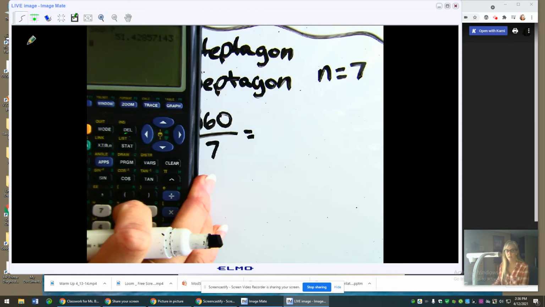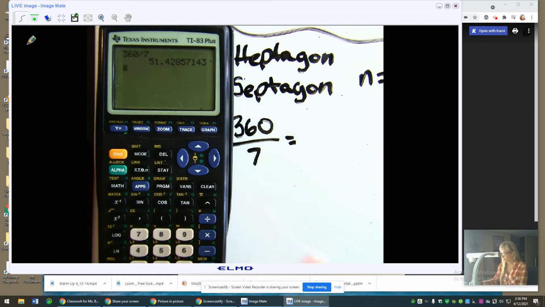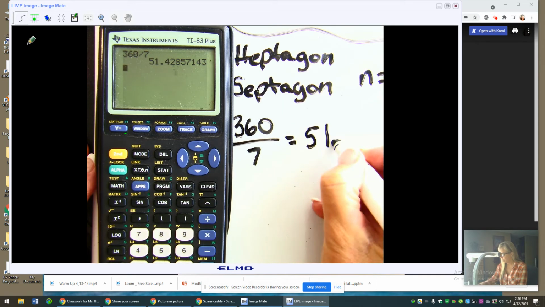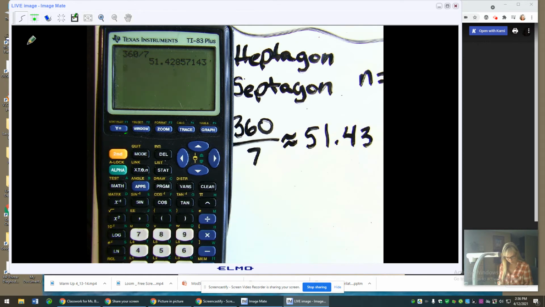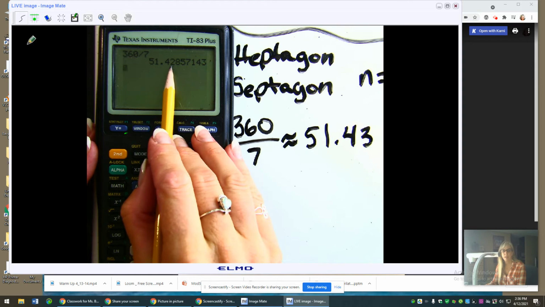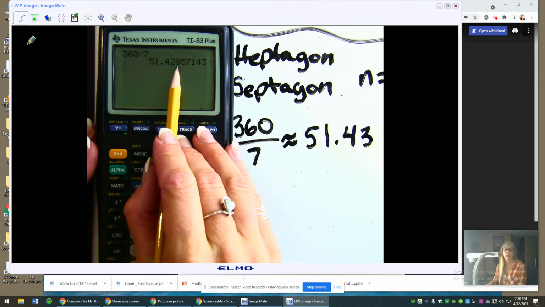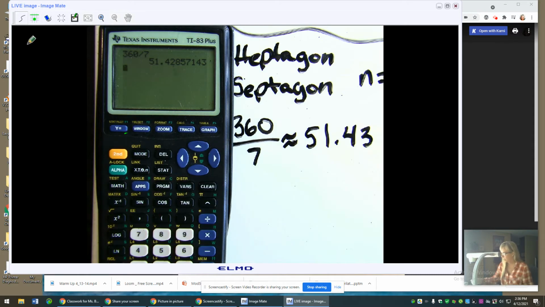Let's round this. Can I fit that all? Sure can. I get about 51.428, because it's rounded somewhere in there. If I'm going to round to this place, I've got to look at the number to the right. If that number is 5 or more, we add 1 here. So it's about 51.43 degrees.